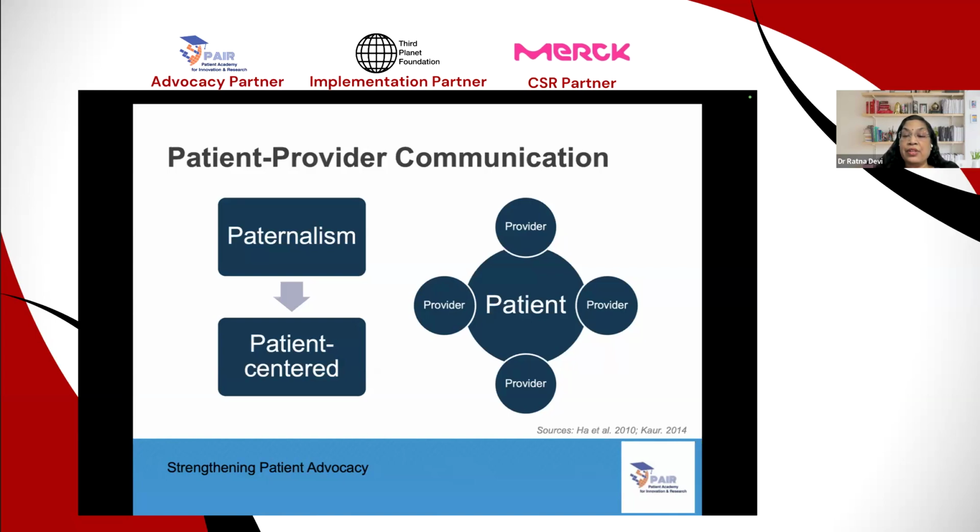Usually, providers are very, very busy and they do not have the time or the ability to be able to communicate for a long time. Therefore, they simply write a prescription and provide the information as a one-way communication channel.